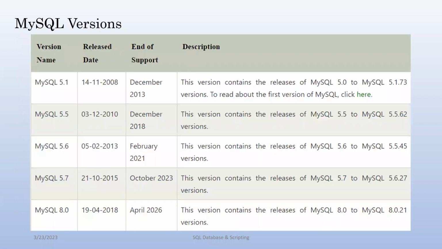This is the version information, just for knowledge. Each version has its own features. If you take 5.1, there will be some features and also some bugs, and those bugs are fixed in the next versions. This is how they maintain it. The current version is 8.0, and we can get support until April 2026, right?